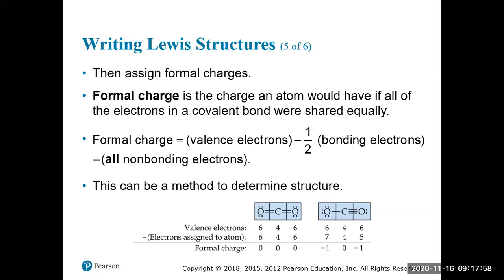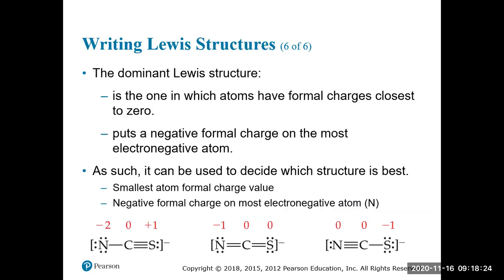So if we go ahead and do the math to calculate that formal charge, which remember we said was valence electrons minus 1/2 times the bonding electrons minus the non-bonding electrons, that's what we're doing here. And then we see our formal charge. We see the one on the left is 0, 0, 0. The one on the right is -1, 0, and +1.